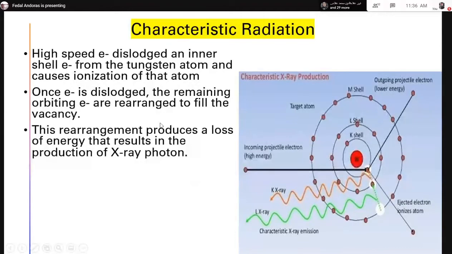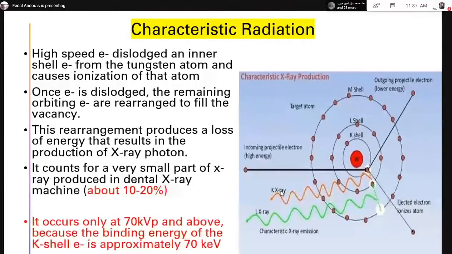This rearrangement produces a loss of energy that results in the production of X-ray. The movement of the electron from the L shell to fill the vacancy is what produces the X-ray. This is what is required. But know this now, read the red one.